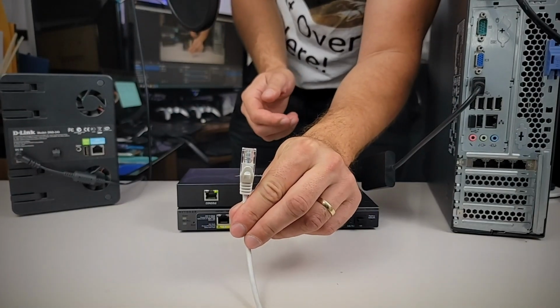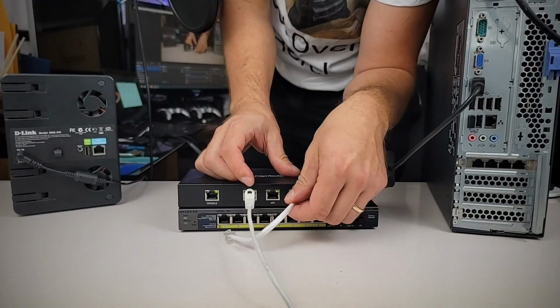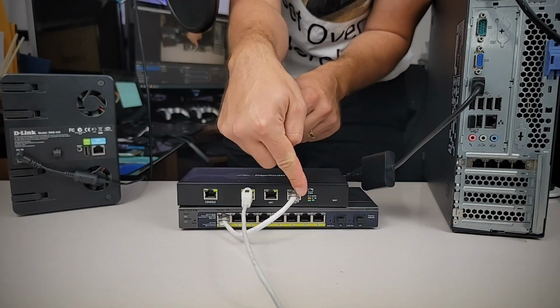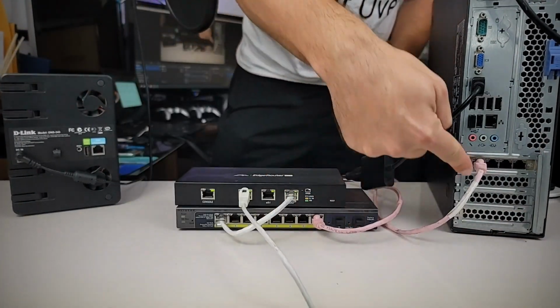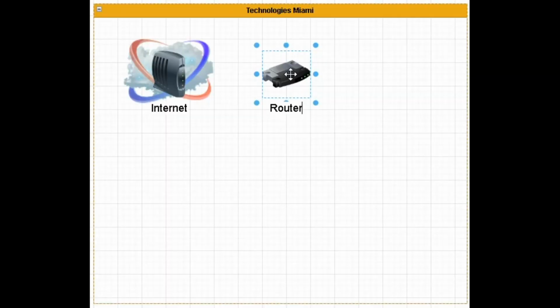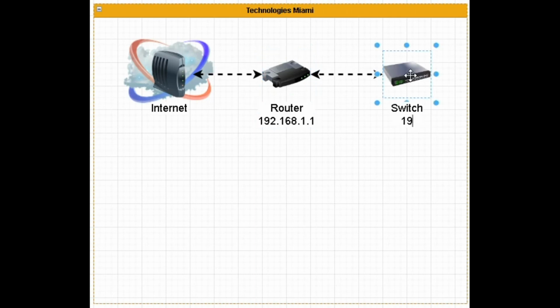Here is our network setup. We have an ISP internet connection connected to the router, which is in turn connected to a switch. And here we have our trusty Lenovo M92P also connected to the same switch. Our router has the IP address of 192.168.1.1 and the switch is assigned the IP address of 192.168.1.11. But what about Lenovo?